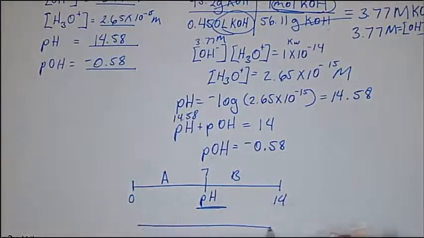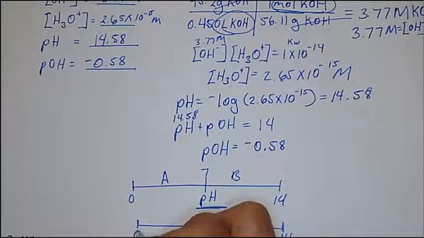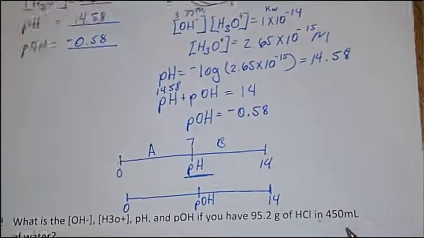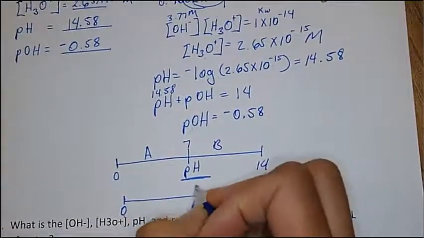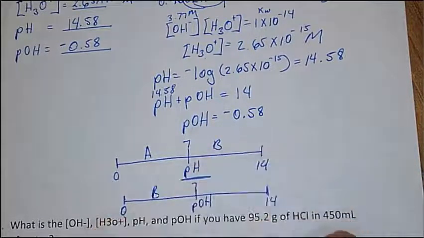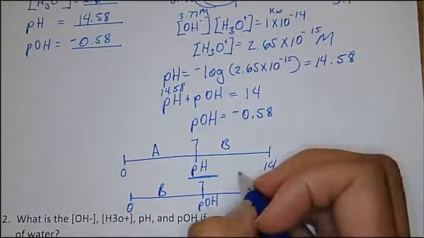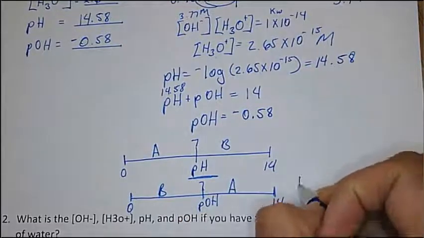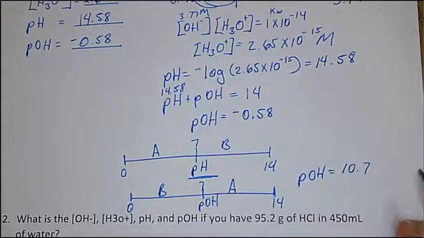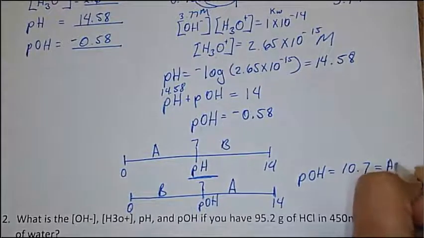If you're just going for your pOH, now you're trying to find those hydroxide ion concentrations. So from 0 to 7, keep that in mind, this would be considered the base, and from 7 to 14, on our pOH scale, would be considered an acid. So if I give you the pOH happens to be, I don't know, 10.7, then clearly 10.7 would be somewhere over here, so that would be an acidic solution.